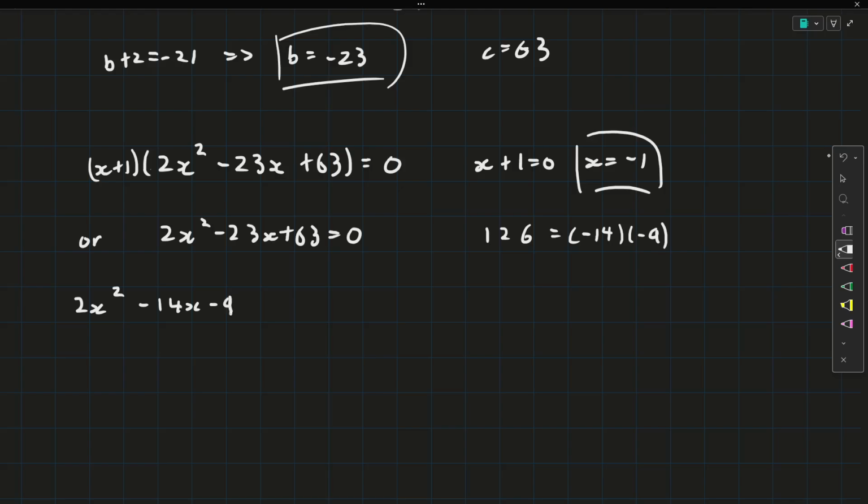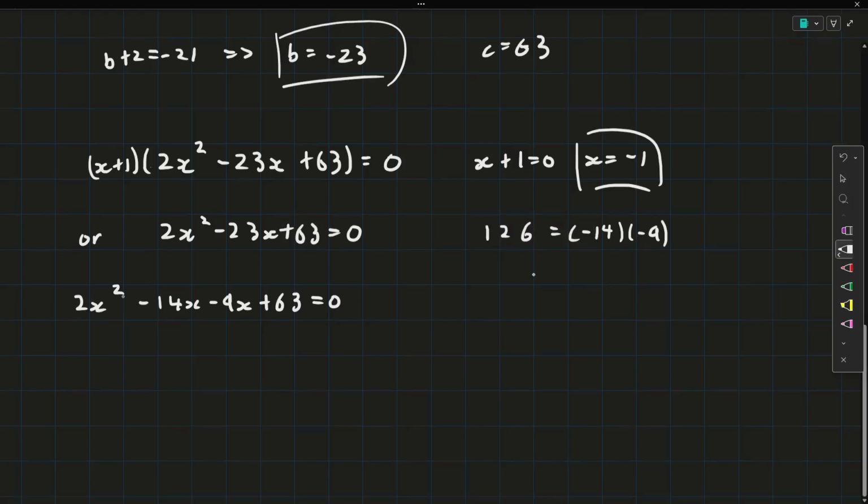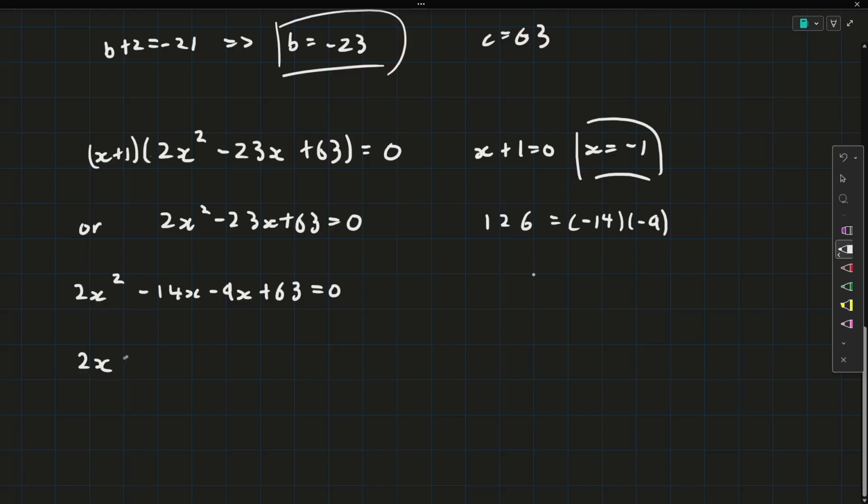Minus 14x minus 9x plus 63 equals 0. And also, it probably wastes time looking for factors of such a big number, so you may as well just use the quadratic formula. Anyways, you will get the same answer.